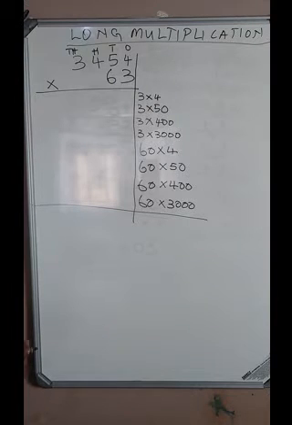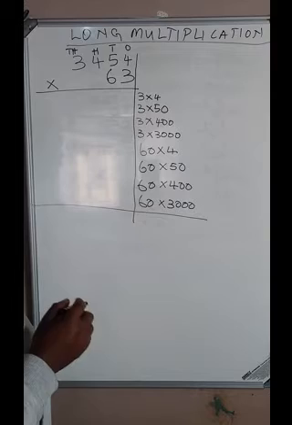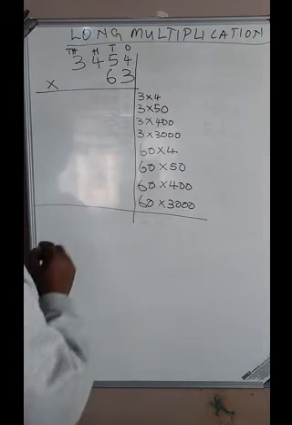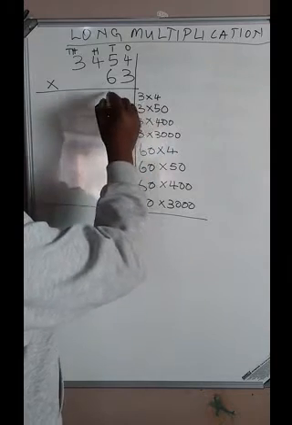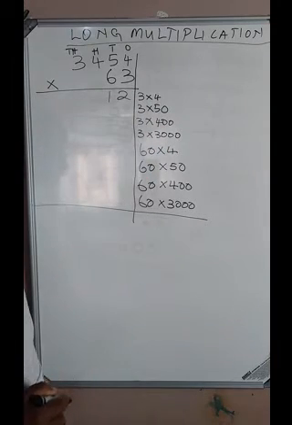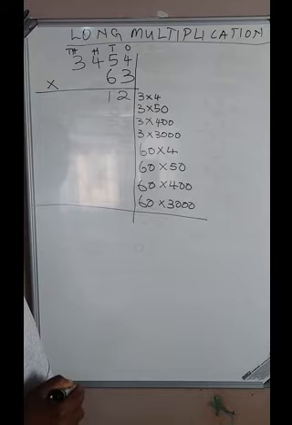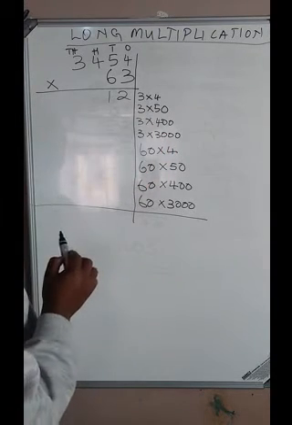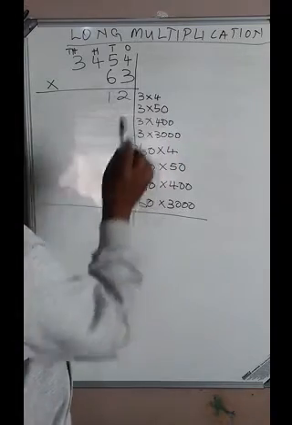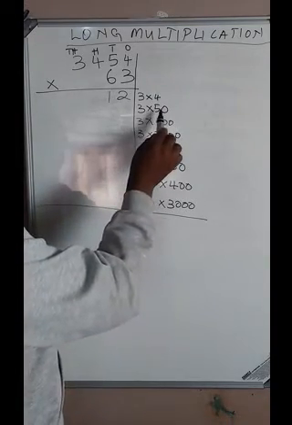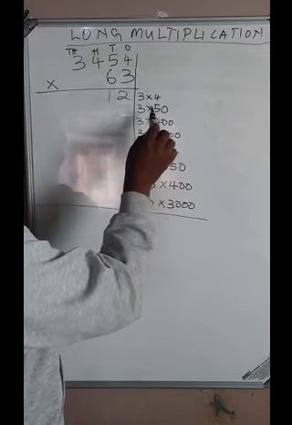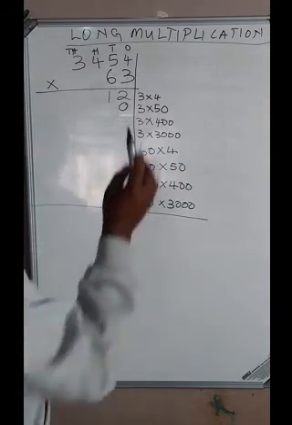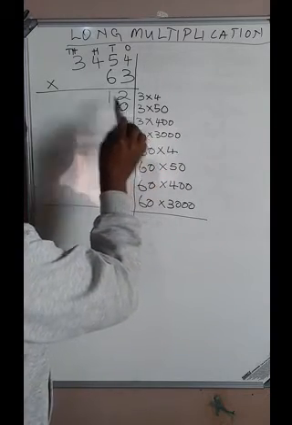Why? Because you do not carry anything. You write the answers as they are. For an example, 3 multiplied by 4 is 12. You just write 12 like that. Then you move on to the next line. Here there is 0. If you multiply a number that has got a 0, the 0 will come back in the answer. So you just take this 0 and write it there.